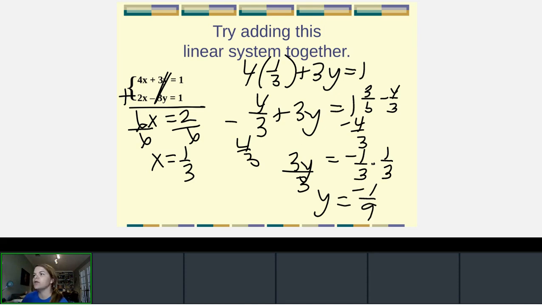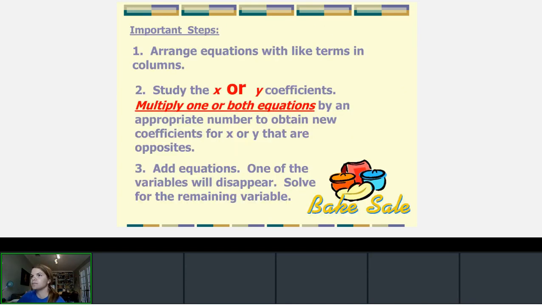So when we have problems where the coefficients are the same, but they're opposite, like positive or negative, or even if they are the same, we can subtract. But sometimes we don't have where they're the same. So what we can do is, the first thing, we're going to arrange our equations with like terms in columns. So we want to have the x's stacked on top and the y's stacked on top. We're going to study the x or the y.